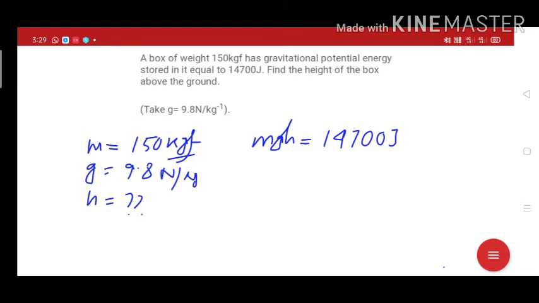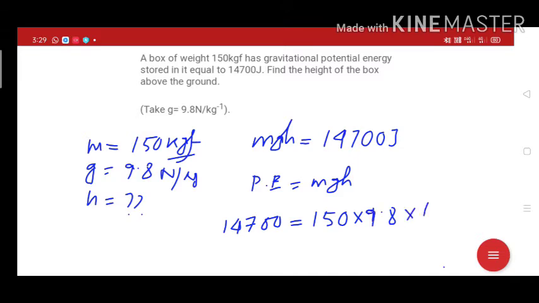So we know that potential energy is equal to mgh. So it is 14700. m is given over here, that is 150. g is also given, that is 9.8, and h is not given. So we can easily find the value of h if we just divide 14700 by 150 into 9.8, is equal to h.